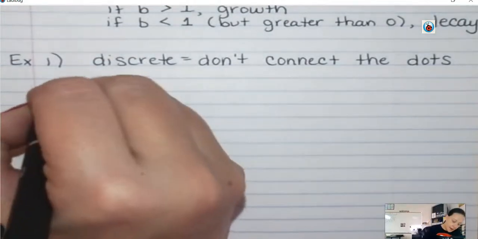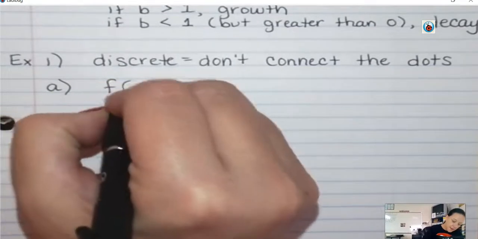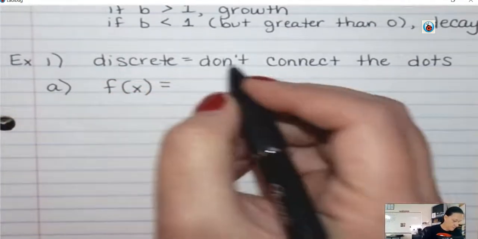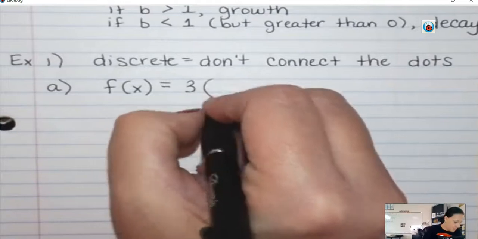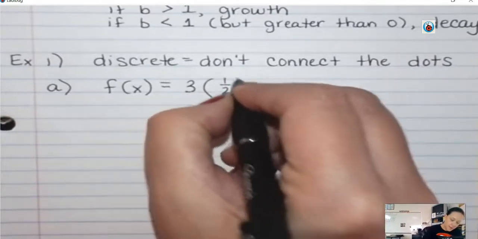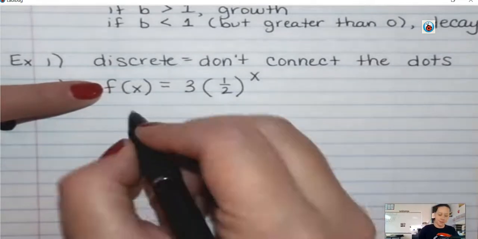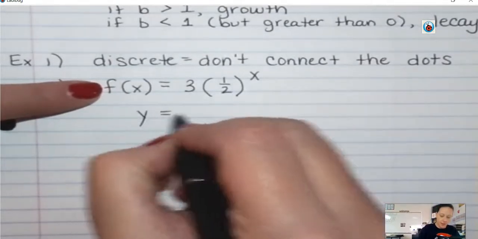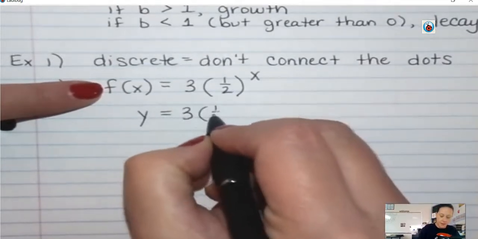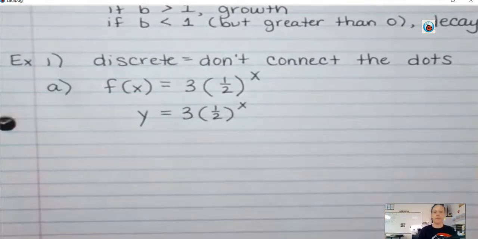Okay, for letter A, the equation is f of x equals 3 parentheses 1/2 to the x power. 3 times 1/2 to the x power. As a reminder, f of x just means y. That's the same thing. So that really this says y equals 3 times 1/2 to the x power. Those are the same equations.